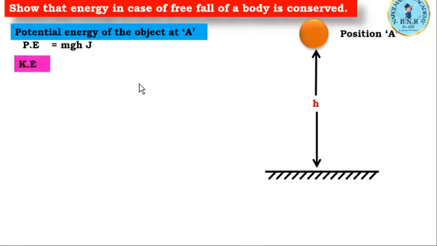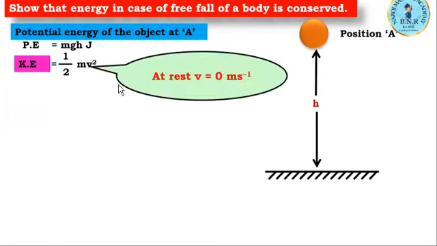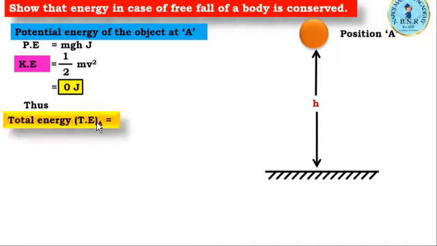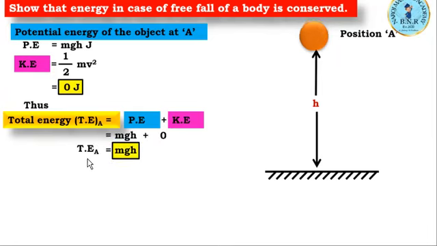Then kinetic energy, half mv square. We know that, but it is at rest now at a certain height. So half mv square, at rest v is 0. Then kinetic energy is 0. Is it right? Thus, the total energy is potential energy plus kinetic energy. So kinetic energy is 0. Then mgh plus 0, that is mgh. So total energy at A is mgh.